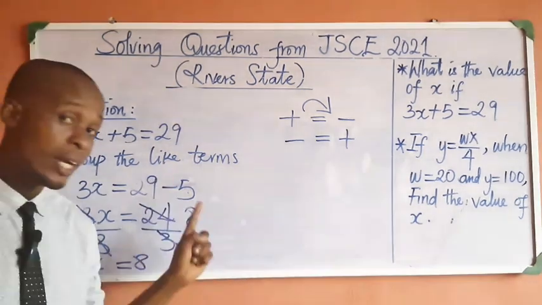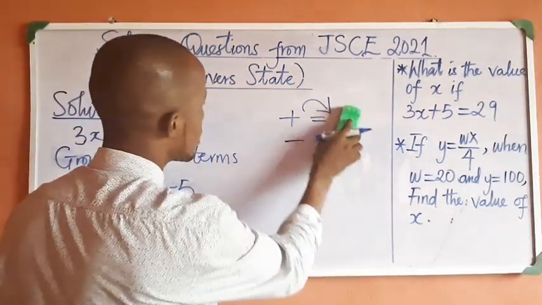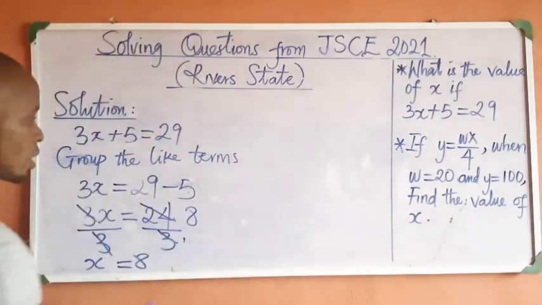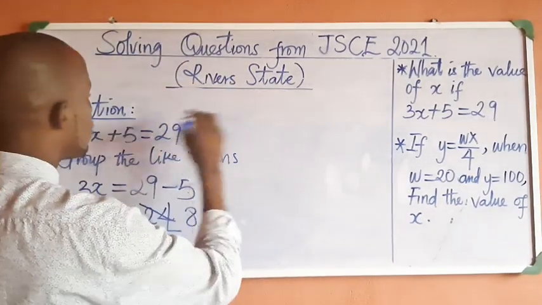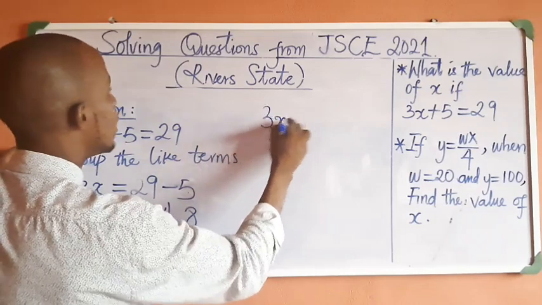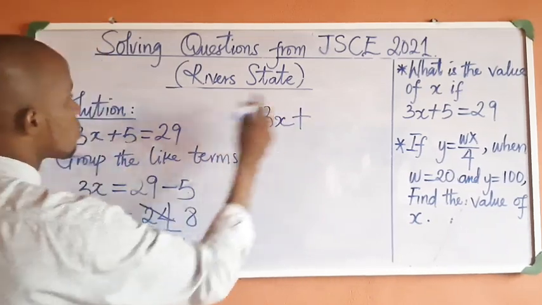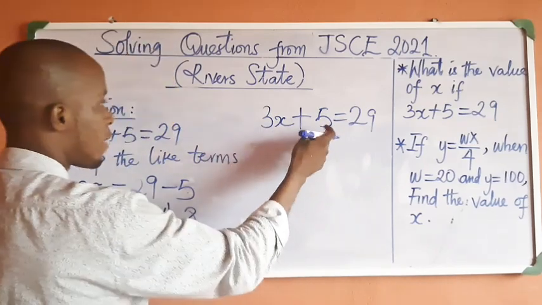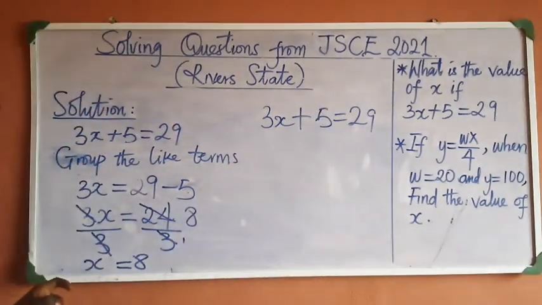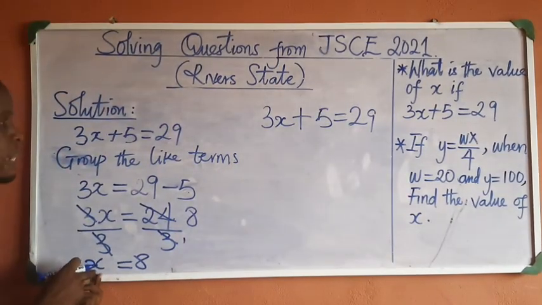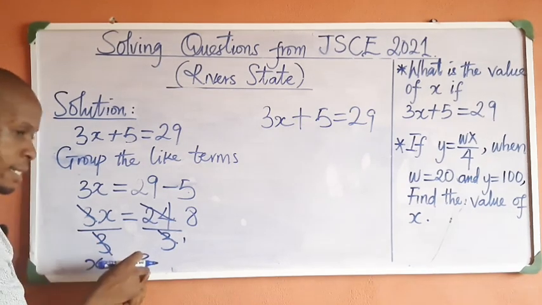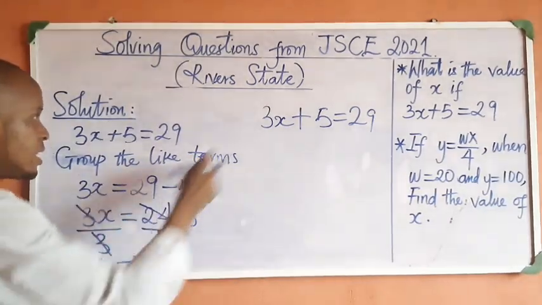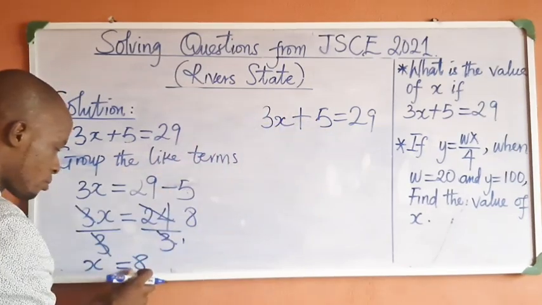There is a way to check if you are correct. And this is what I will quickly show you before we move to the next question. This is it. When we write down the question that was given to us originally, 3x plus 5 equals 29. Now, wherever I see x, I will change it to 8 in the original question.